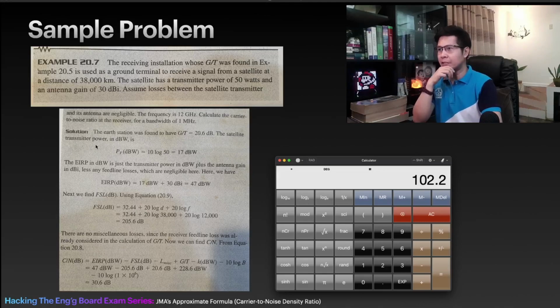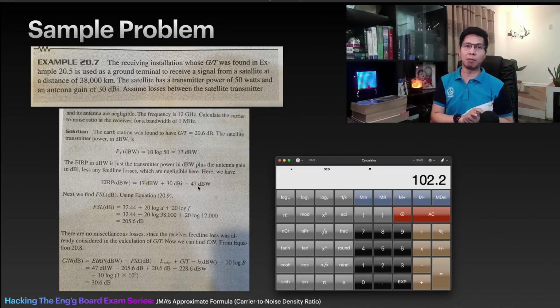Now, we could compute for the satellite transmitter power in dBW. That's simply 10 log of 50, which is 17 dBW. And then, we could compute for the EIRP. The EIRP is simply the transmitter power in dBW plus the antenna gain in dB, less any losses. So, in this case, negligible naman daw yung loss. So, the EIRP is 17 dBW plus 30 dBi, and that's equal to 47 dBW.